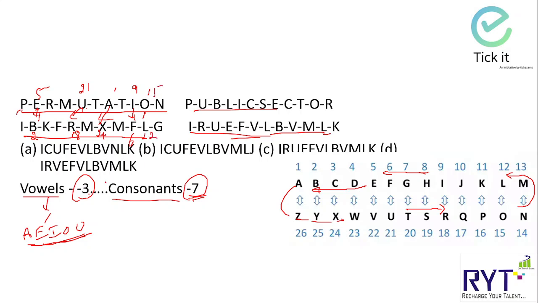So as we can observe, vowels are reduced by -3 and consonants are reduced by -7. For example, P means 16. 16 minus 7 is 9, which is I. Same logic is applied here. If we apply the same logic on this side, we get I, R, U, E, F, V, L, B, V, M, L, K as the answer, which is option C.